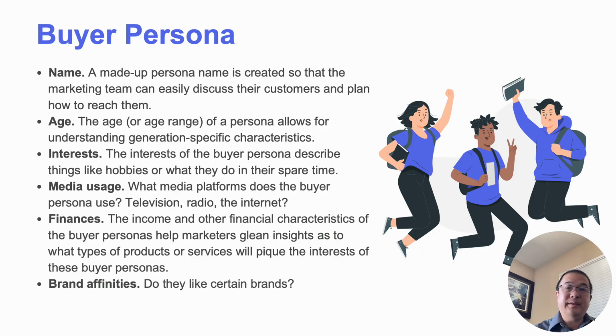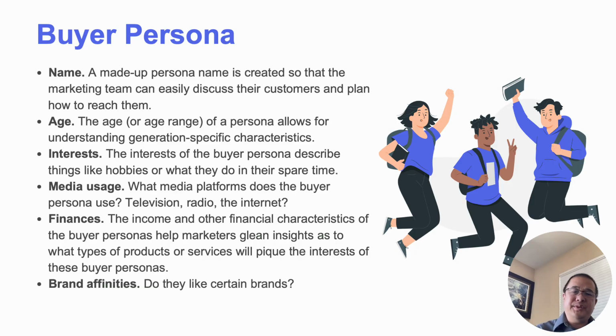Number 6, brand affinities. This asks, do you or do they like certain brands? This refers to brands that the customer already prefers or trusts. Examples are Apple, Nike, Starbucks, and Toyota. Knowing favorite brands helps companies understand customer preferences and competitors.